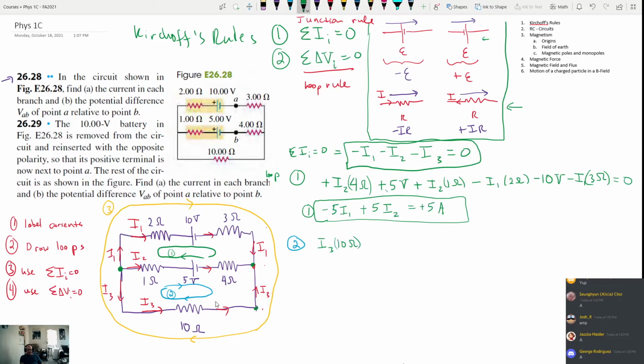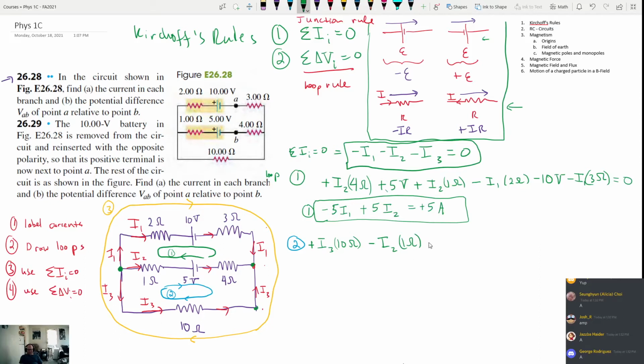Is it positive or negative? Well, we go this way is the loop direction. That way is the current direction. They're opposite. So that means we're going upstream. We put a plus. Going back around to the middle here, now we have 1 ohm times I2. Is it positive or is it negative? The loop direction is to the right. The current direction is to the right. They're the same. So we put a negative sign because we're going downstream. So that's a drop in voltage.